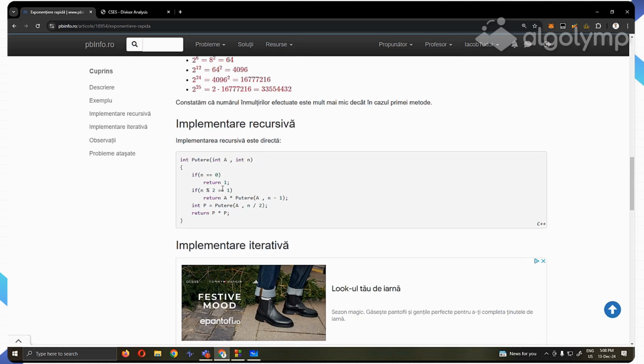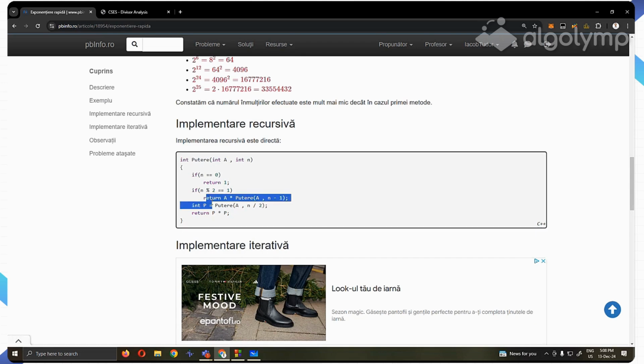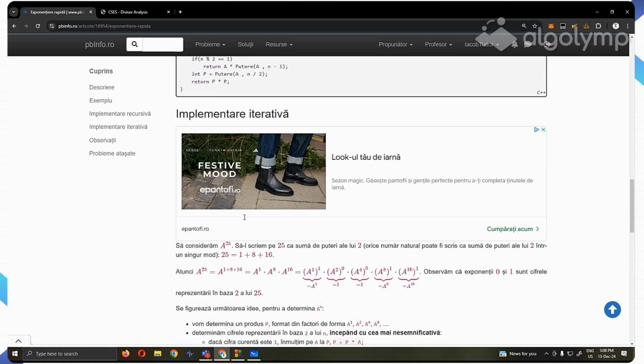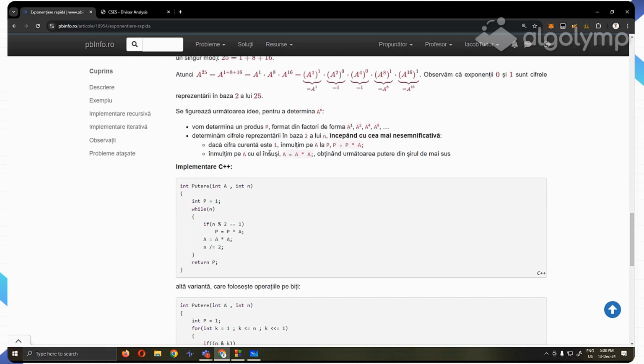So the function, if n is 0, returns 1. If n is odd, it returns a times the power of a to the power of n minus 1. Otherwise, it returns p squared, where p is a to the power of n divided by 2. Okay, did you understand that?